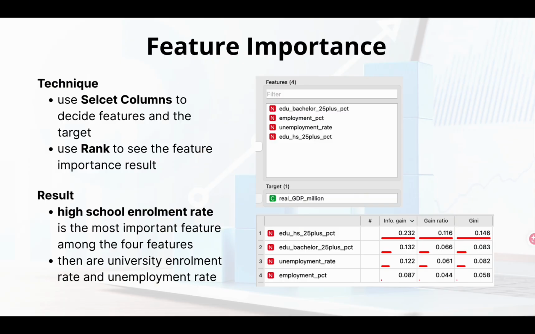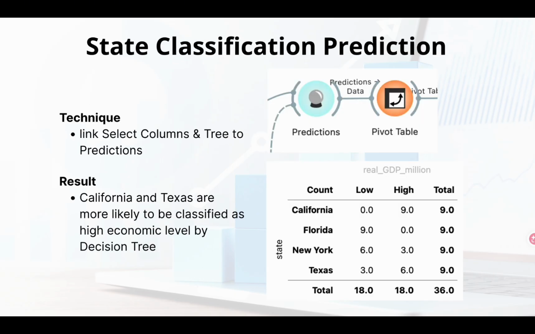To see different features' contributions in classification, I used select columns to define the features and target, and then used rank to evaluate their importance based on information gain. The results show that high school enrollment rate is the most important feature with the highest information gain. This means it is the most important feature in distinguishing between high and low economic levels compared with the other 3 features.